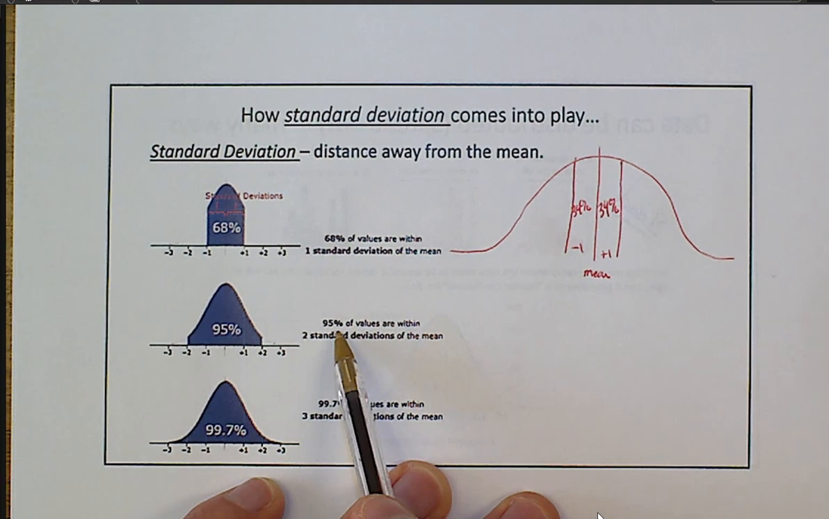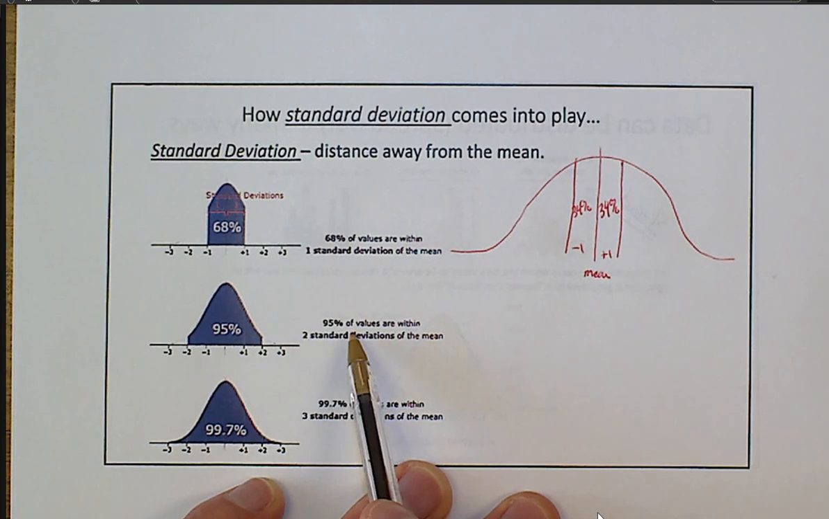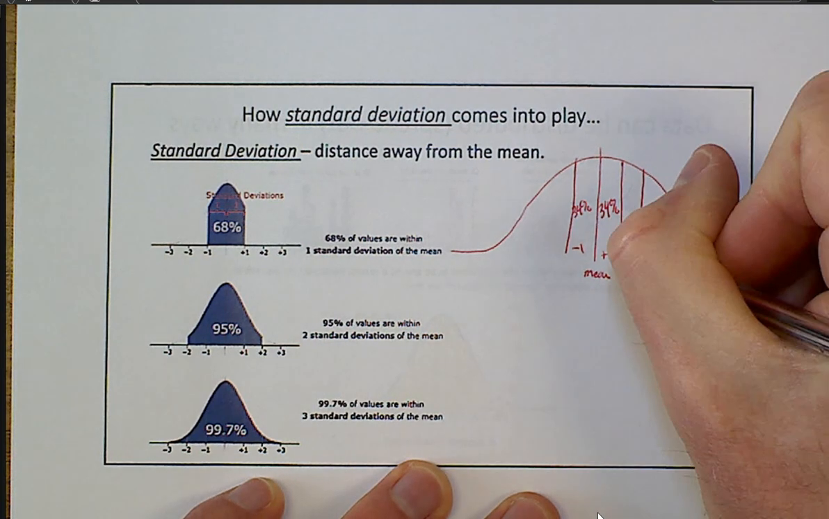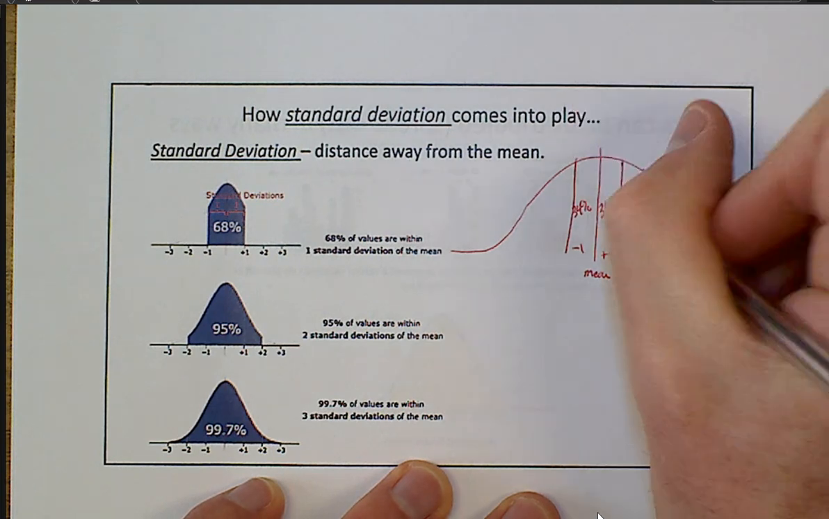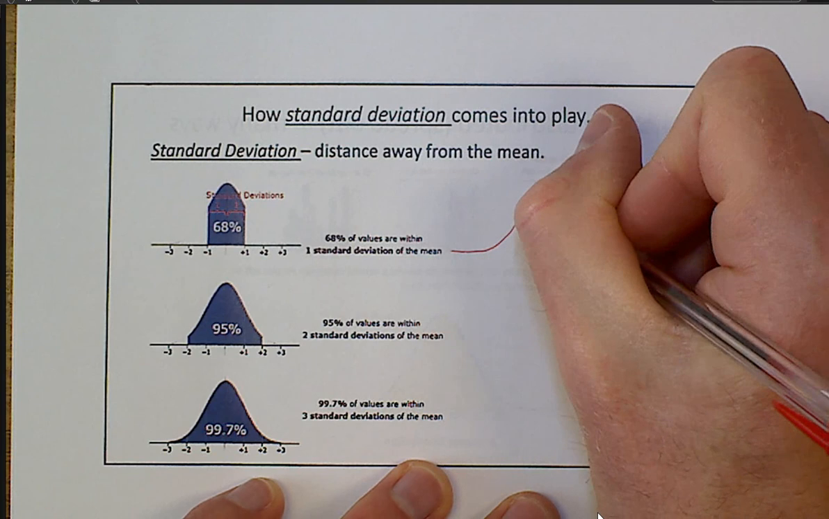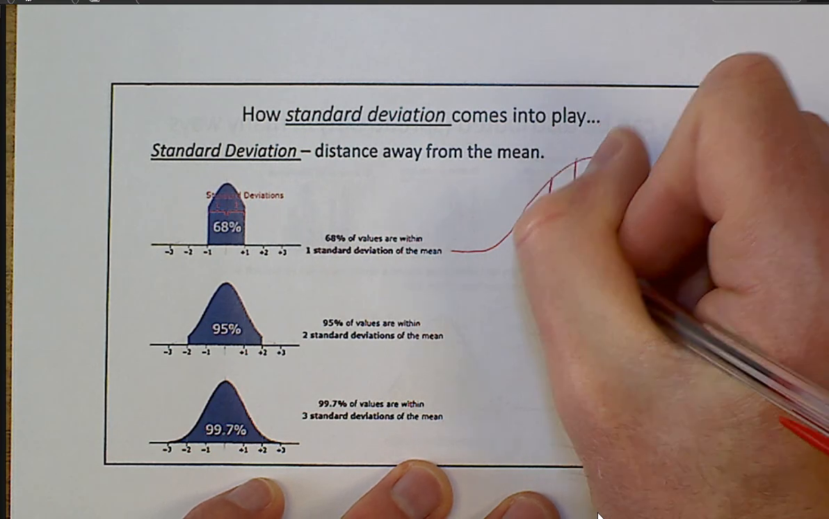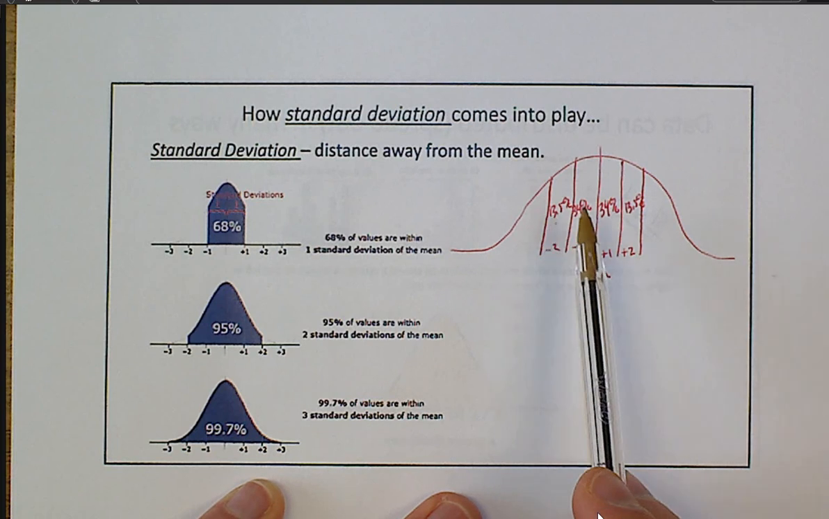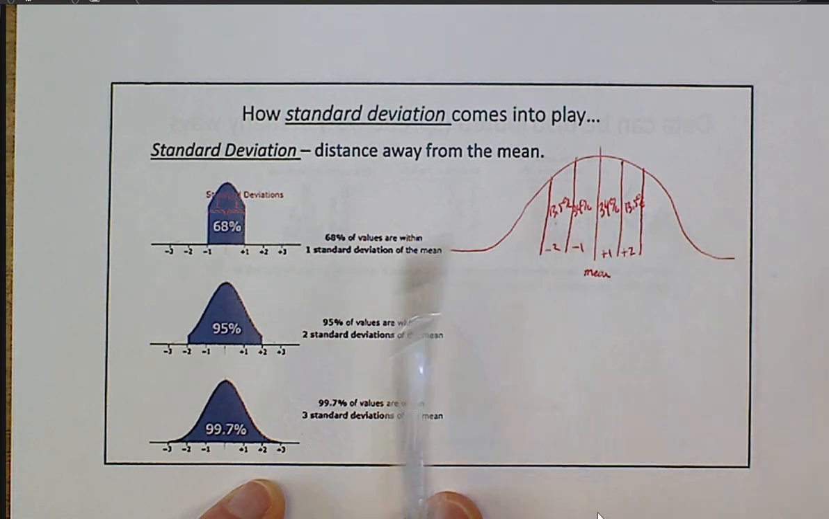95% of the population values fall within two standard deviations of the mean. So the percentages I want you to use for two standard deviations are 13.5% here, and 13.5% here at -2. If you add 13.5 plus 34 plus 34 plus 13.5, you will get 95%.